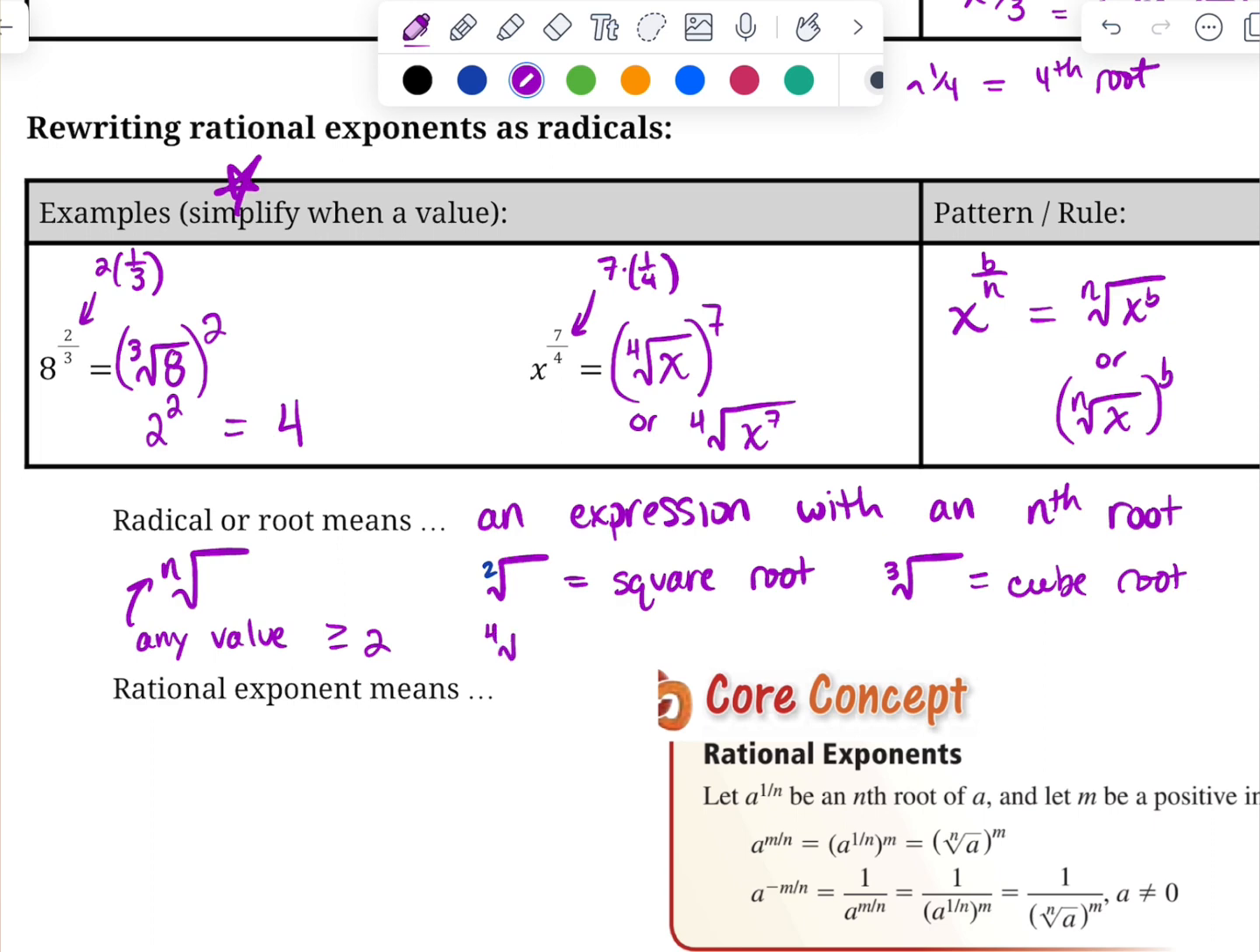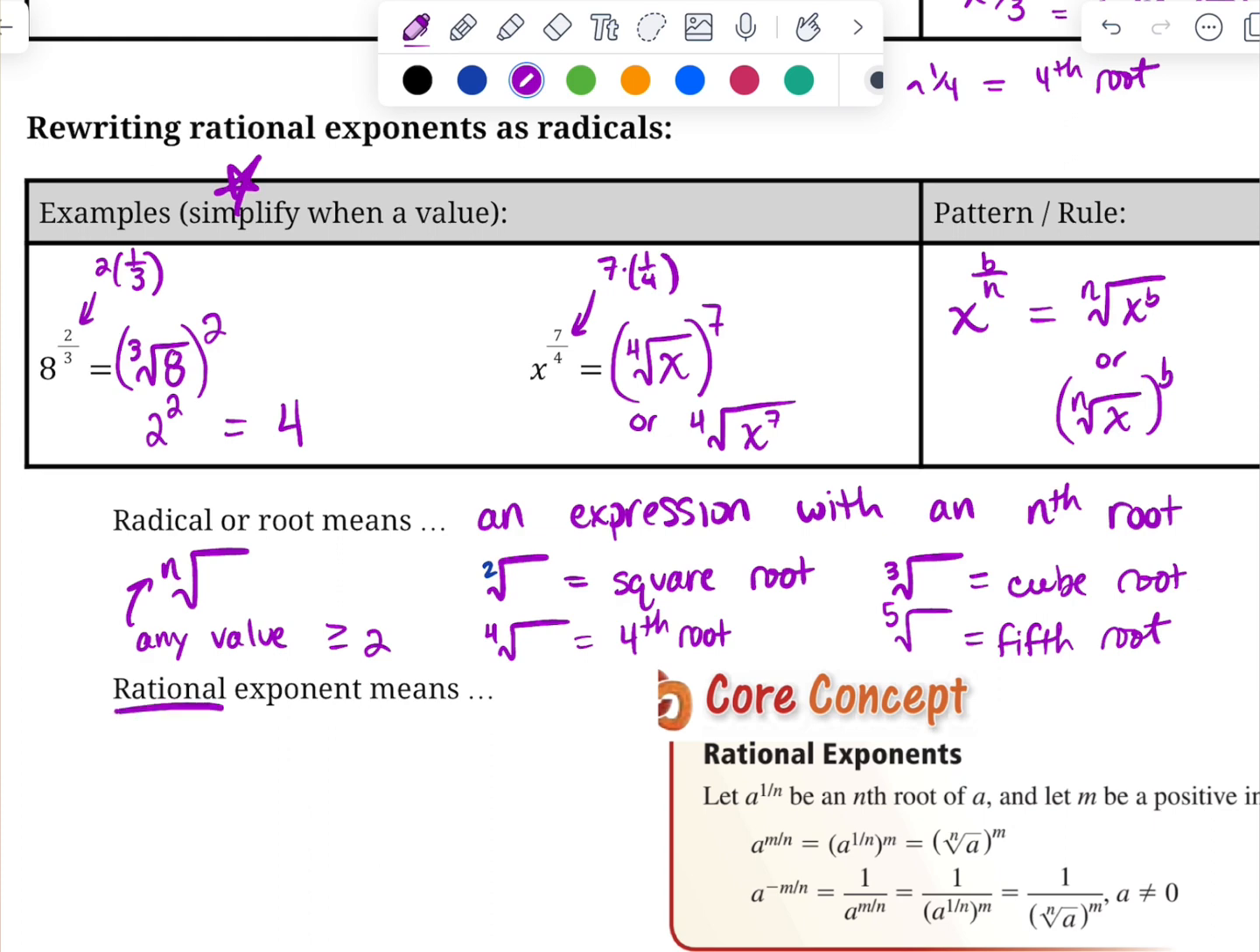Everything after that, if we have a 4, we just call it the 4th root. Or like a 5. There we go, 5th root. But that does change how that simplifies, okay? And we'll talk a little bit about that later.